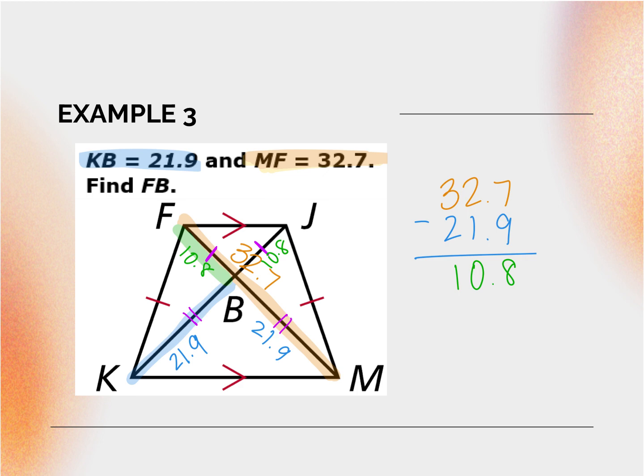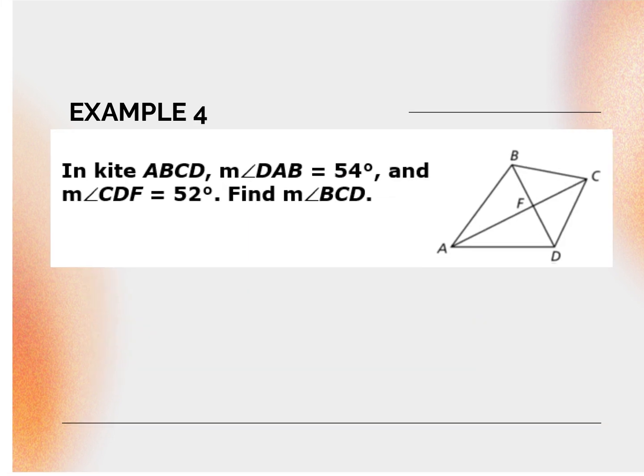And the last question. I have a kite. Labeling information for a kite. The measure of DAB is 54. And CDF is 52. What other angle do I also know is 52? CBF is also 52. And then I already know that my diagonals are 90-degree angles.